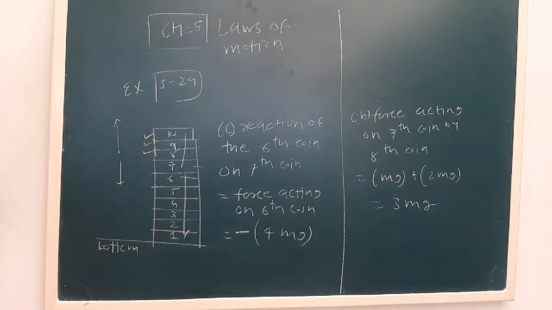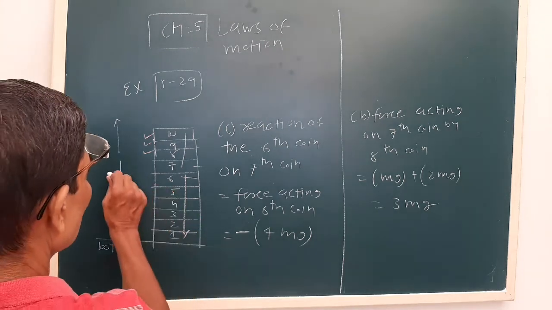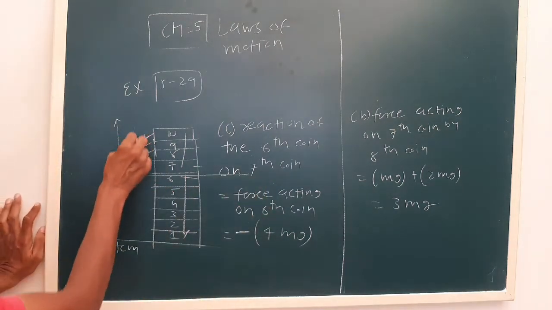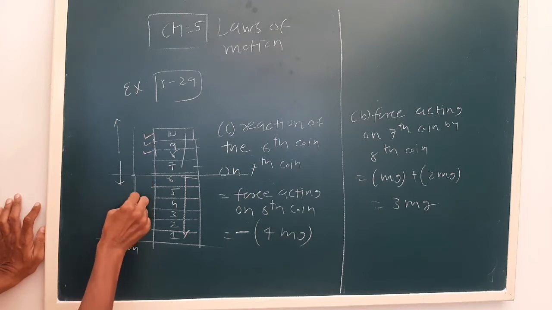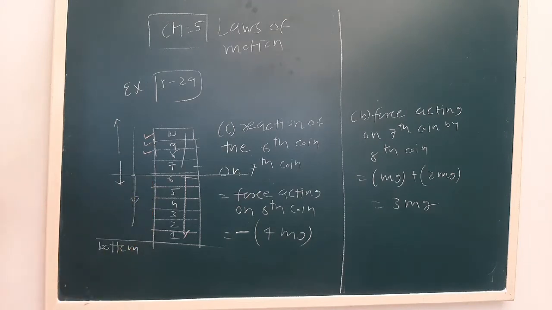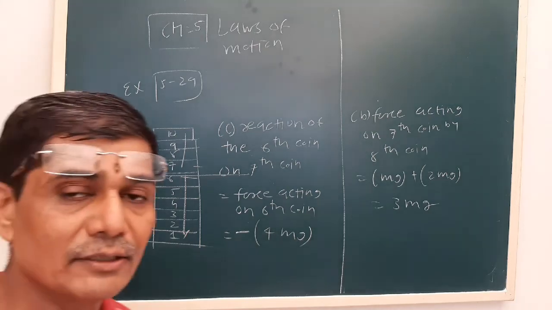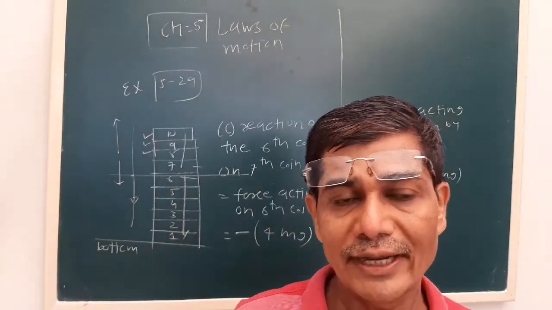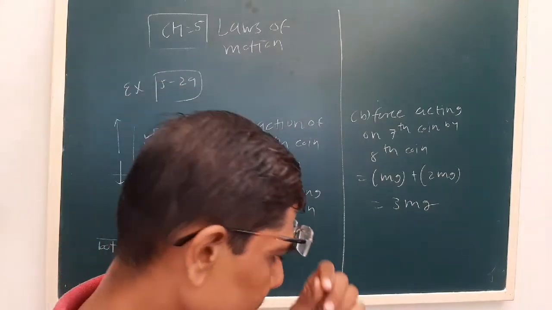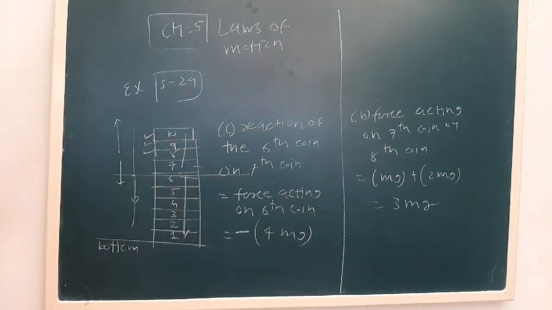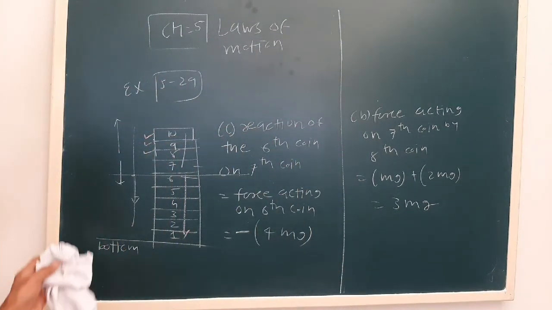So this is how we can solve. See what we have considered here as our convention: this direction we consider as positive, and the opposite we have considered negative. So this depends on the convention you accept in a given numerical. Now see, our next sum is exercise number 5.30.